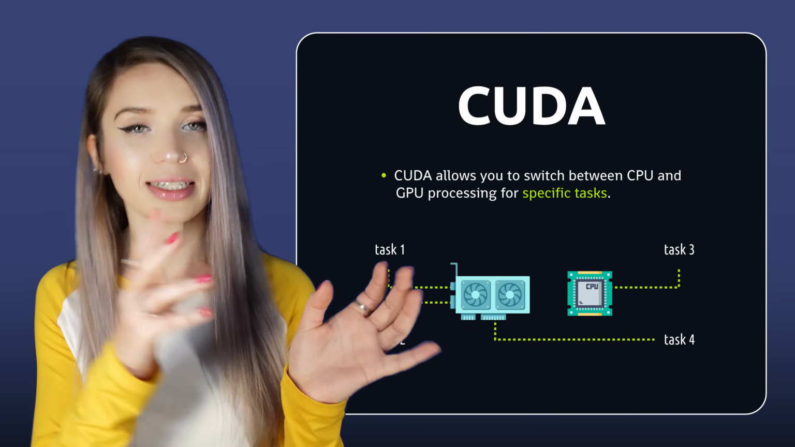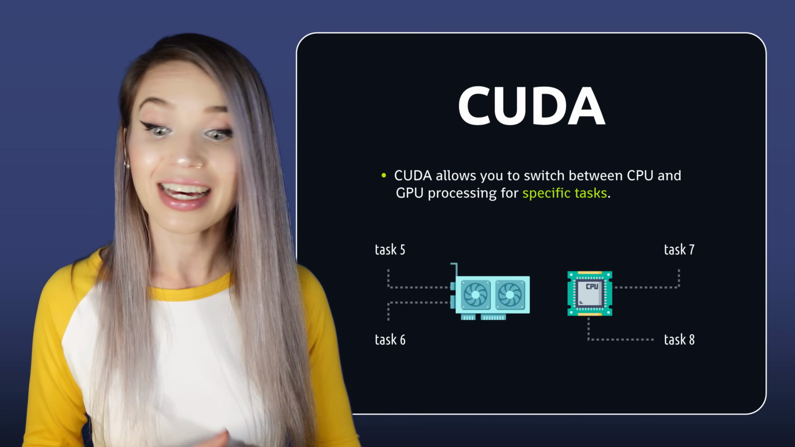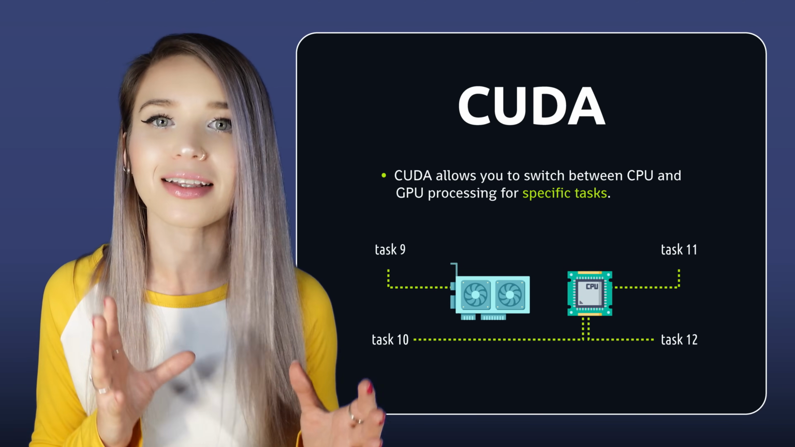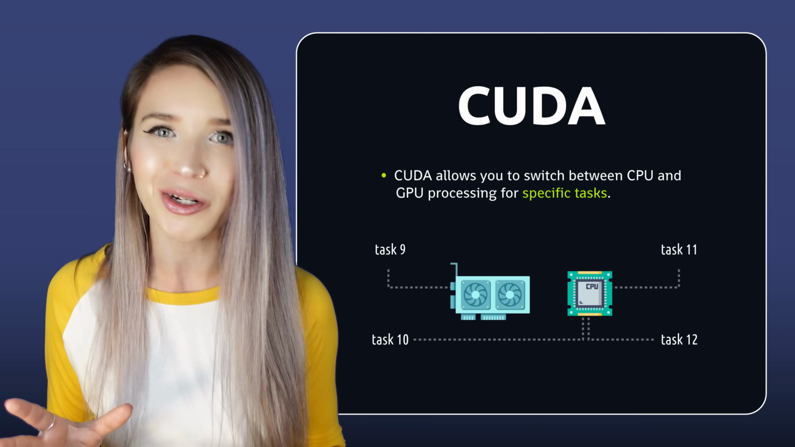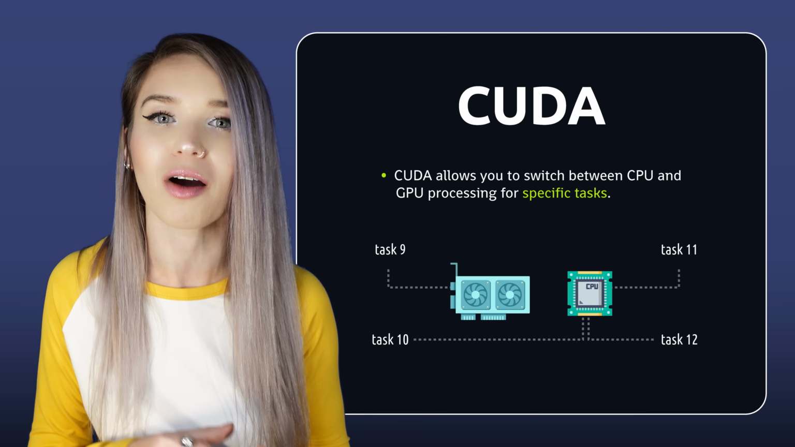That's why having CUDA run code in parallel is so handy. It allows you to switch between CPU processing and GPU processing for very specific tasks. That way, when writing programs, you can pick and choose exactly when to use which piece of hardware. So we essentially gain much more control over how our computer operates.